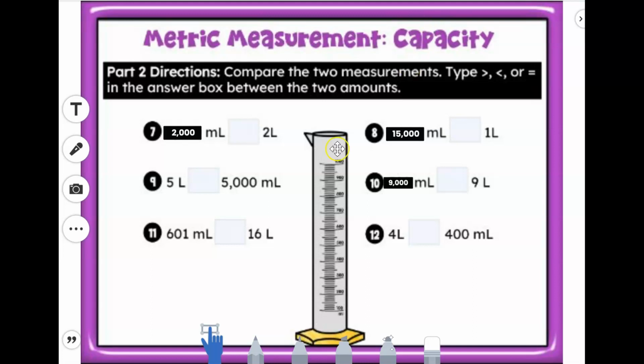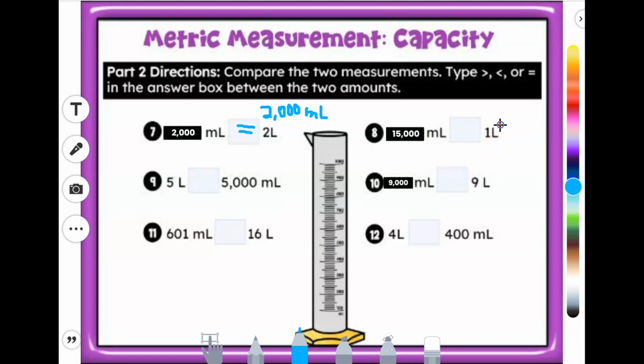So for example, I have 2 liters here, and it's hard for me to compare it because my other unit is milliliters. So I'm going to change my 2 liters into 2,000 milliliters, which makes it a little easier to compare. I can now see that these two are the same numbers, and so I'm going to make them equal. I can do the same thing over here.